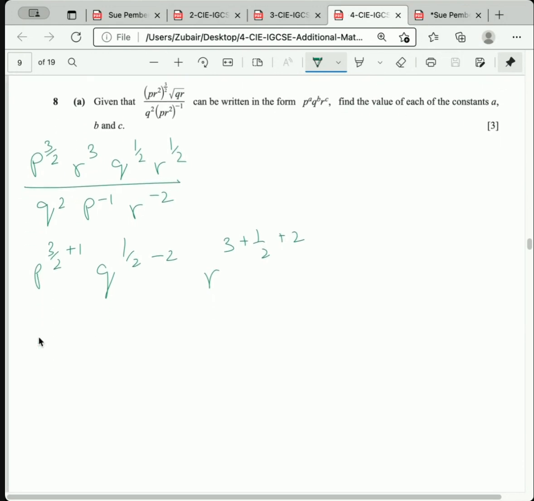And no such instructions of calculator. So 3 by 2 plus 1 is 5 by 2. And Q is negative 3 by 2. And R is 3 plus 2 plus 0.5 is 11 by 2. A is equal to 5 by 2. B is equal to minus 3 by 2. C is equal to 11 by 2. Done.